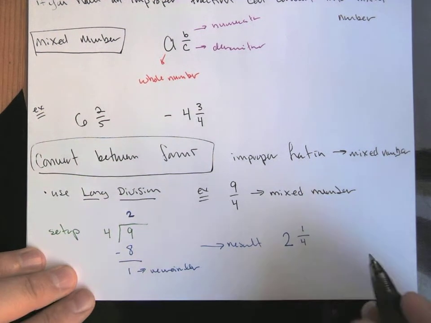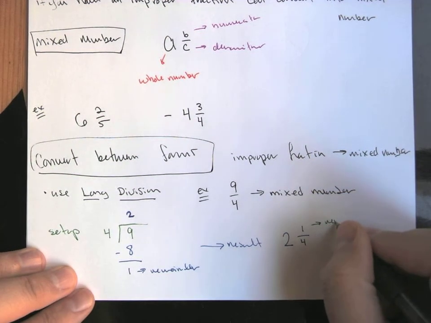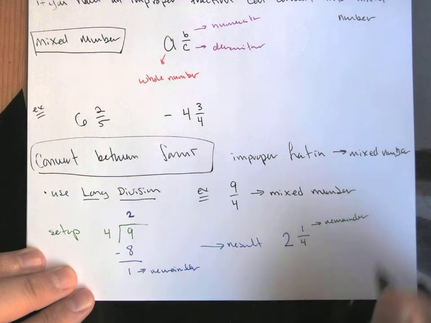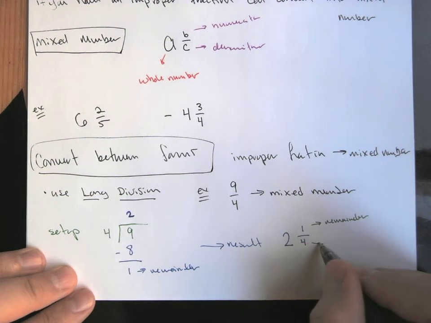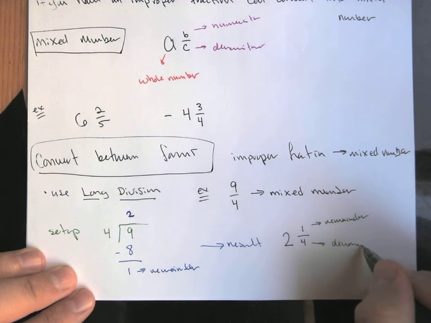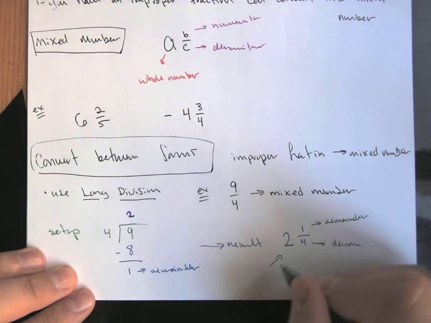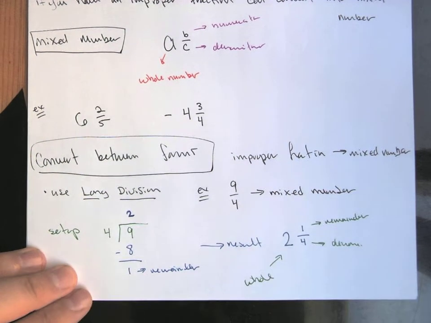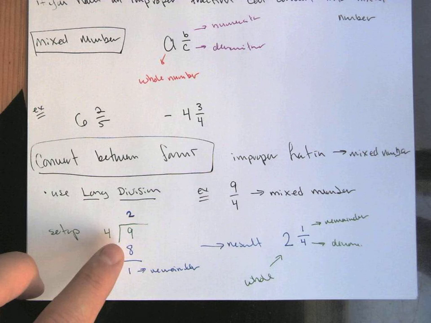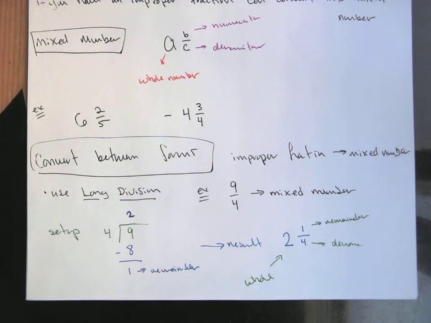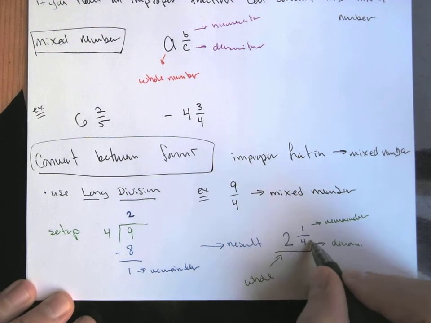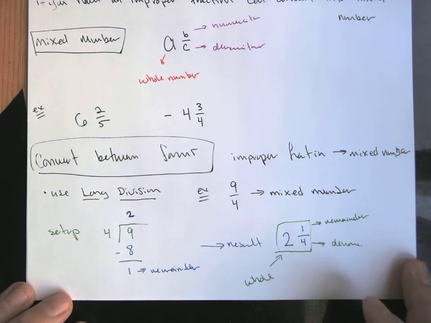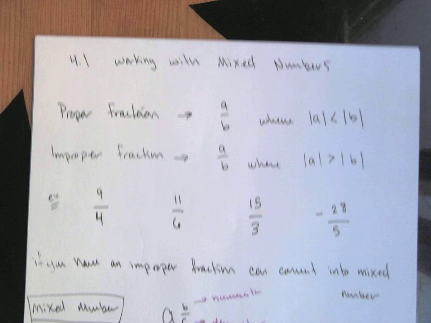So what happens here is my remainder ends up in the numerator position. The denominator stays the same. And my whole values, how many whole 4s I can fit into the 9, end up in front. So 9 over 4 becomes 2 1/4. Just like that. Let's run a second example.